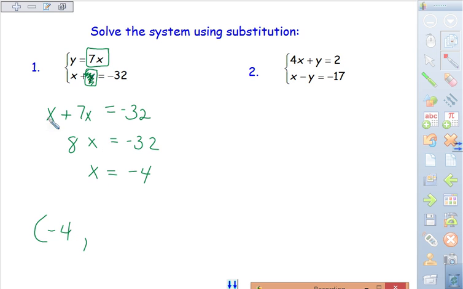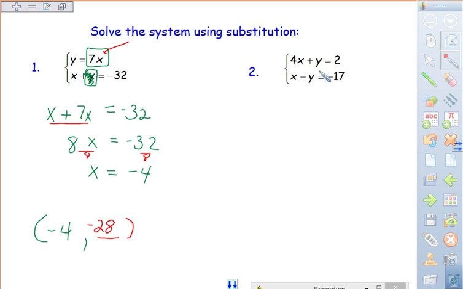So here's the first half of the answer. X plus 7x gives me 8x. We're going to divide by 8 to get -4. Remember, we're looking for an ordered pair, so we have to figure out what number goes here. I think it's easier to plug the -4 in here. 7 times -4 gives me -28.